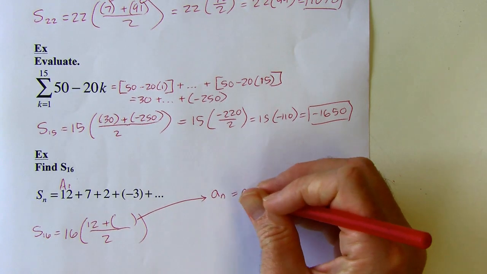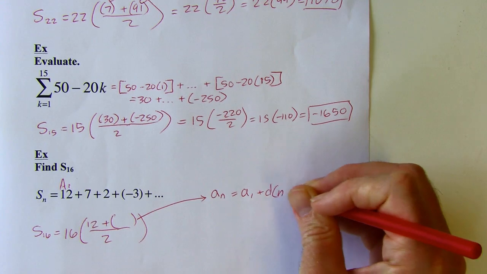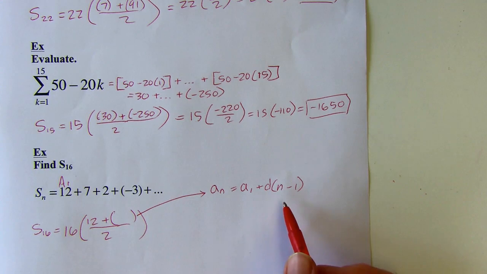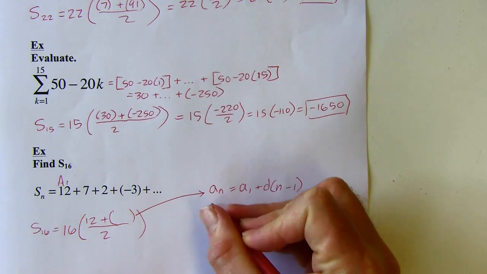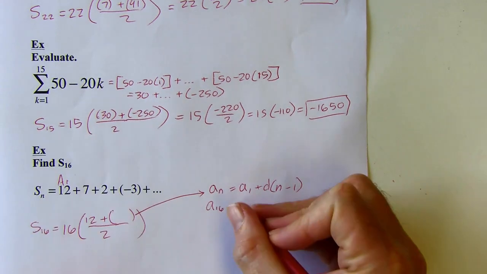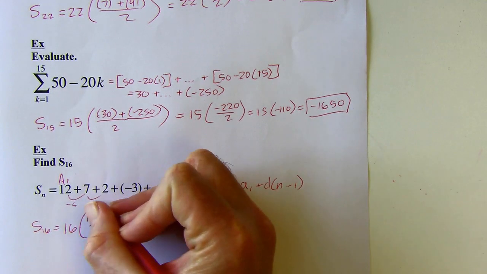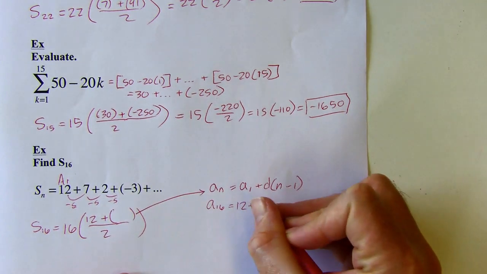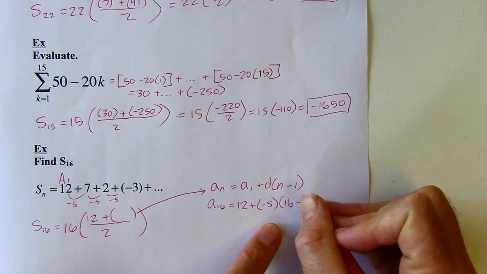So I can think about the related arithmetic sequence, and I can use the specific term formula, right? Because this piece is A sub n, and I've got a formula for A sub n over here. In this case, the last term would be the 16th term. I know the value of the first term is 12, and looking at this, I can tell that the difference is going to be negative 5. So I got negative 5 here, and then 16 minus 1, my term number minus 1.